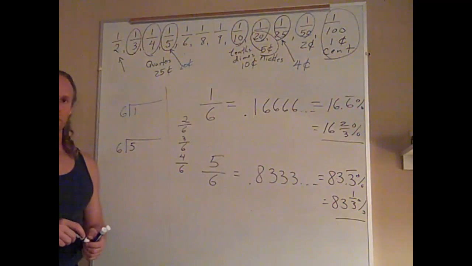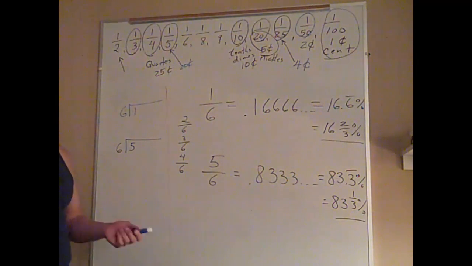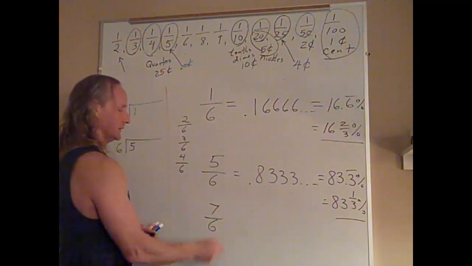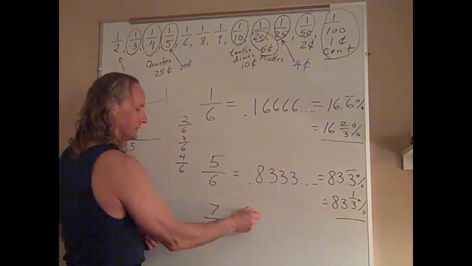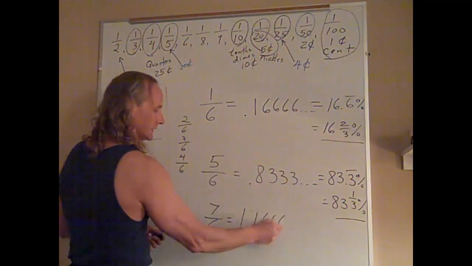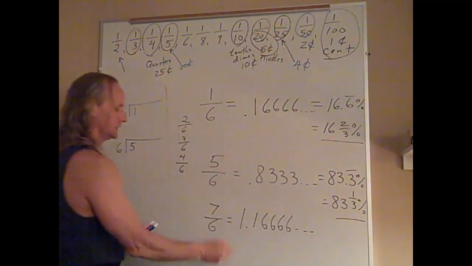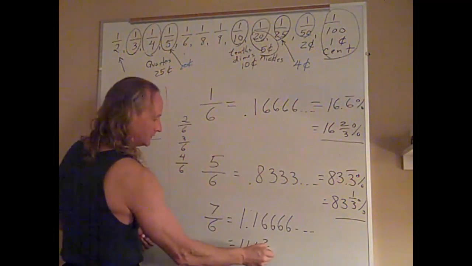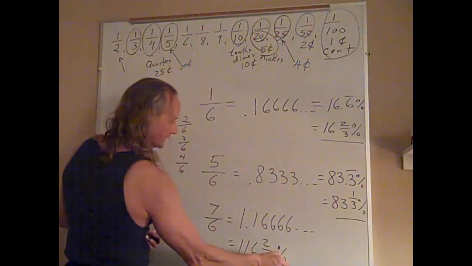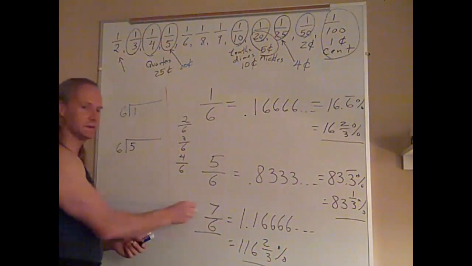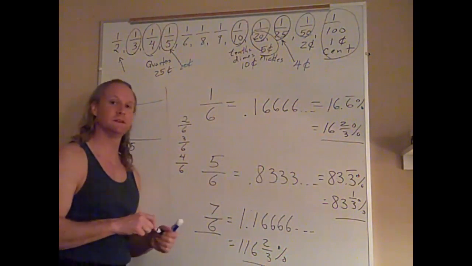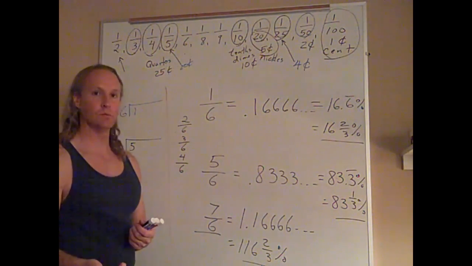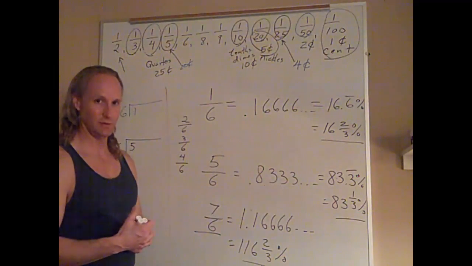That's 5/6. Now if I get into the bigger sixths, it gets a little more interesting. For example, 7/6 is 1.1666, and so on, or 116 2/3%. I will be using this particular example and some others to show you a few methods for memorizing, remembering, and making connections on your own.